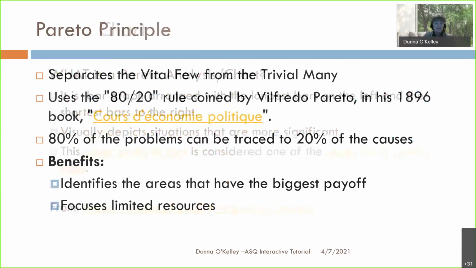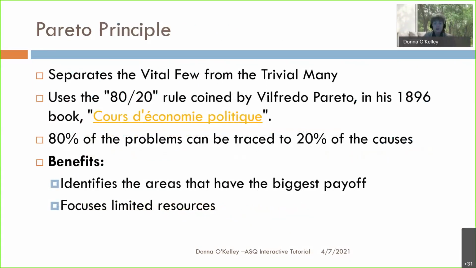So again, 80-20, the vital few from the trivial many. You're trying to narrow down what you want to focus on. And that is the biggest payoff of all of these tools, that it does narrow down your choices and also might offer up the best solution.